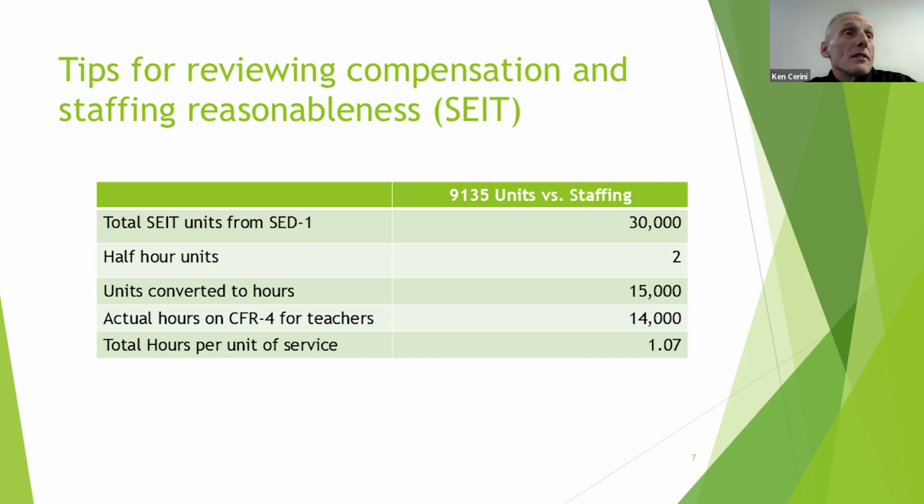So if you do run into a situation like this, you have 30,000 units, divided by 2, that gives you units converted, as Kelly mentioned, to 15,000. So in order to provide those units, you need 15,000 hours of service. You only have 14,000. So even though this is close, as Kelly mentioned, to the 1, something's wrong here because I don't have enough staff to be able to provide the service that was provided.